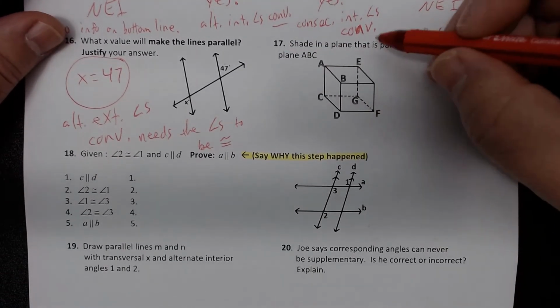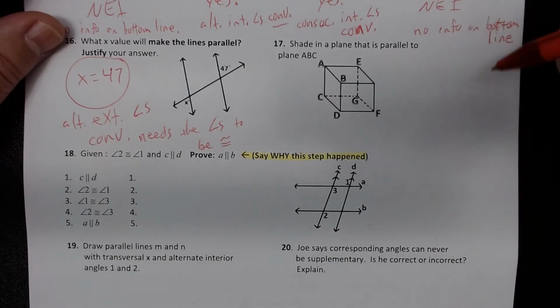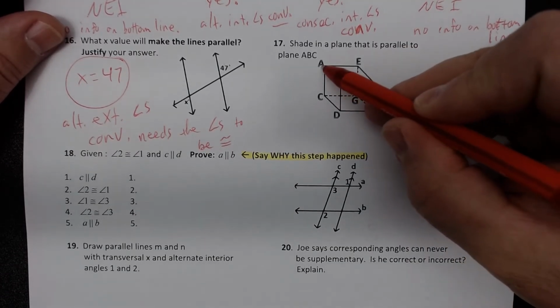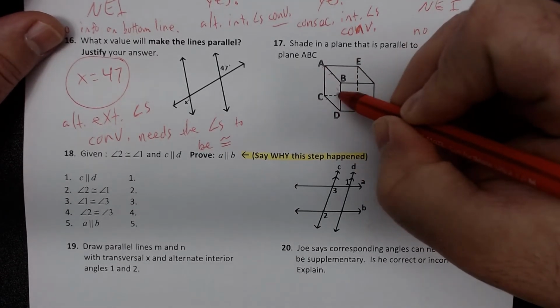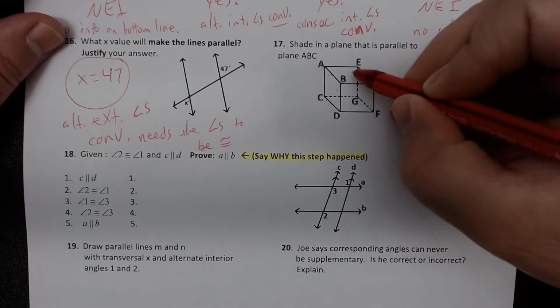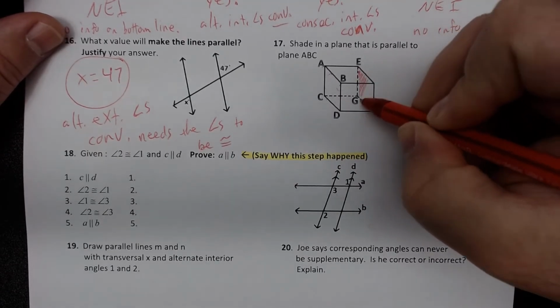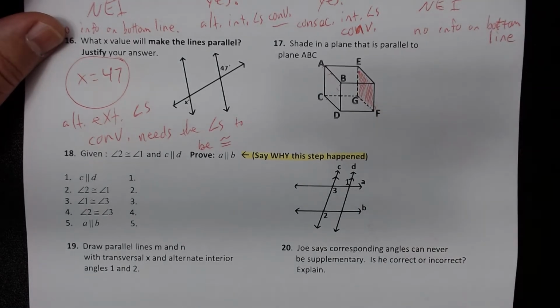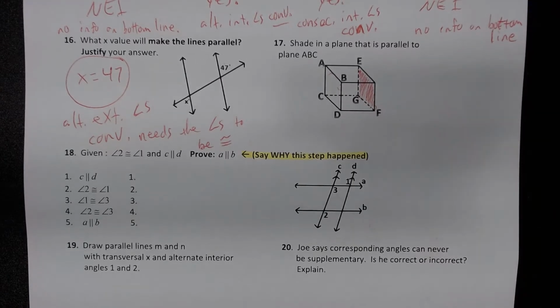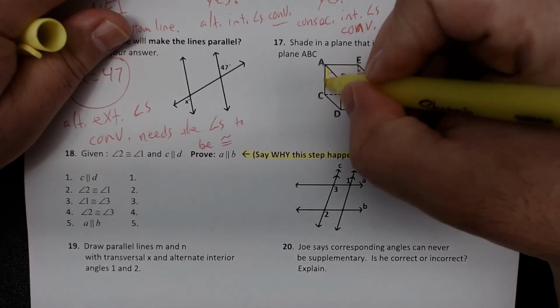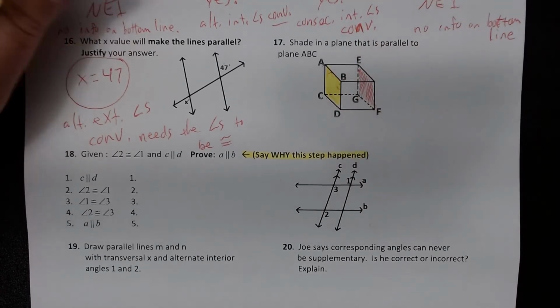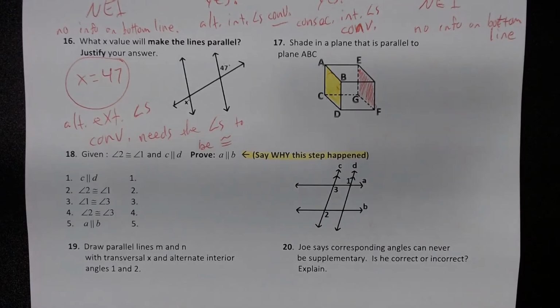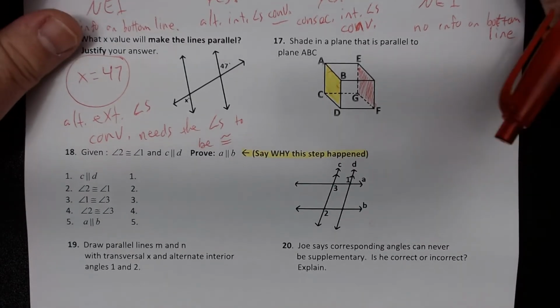Number 17, it says shade in a plane that is parallel to ABC. So if I see ABC, I'm talking about this one over here on the left. Parallel plane, I just go to the right. It's going to be this plane right there. That'd be the parallel plane. So I'm going to shade in the left side so you can see it a little bit better, but I'm going to use a highlighter. Hopefully that helps. Those two planes are going the same direction. They are parallel to each other.